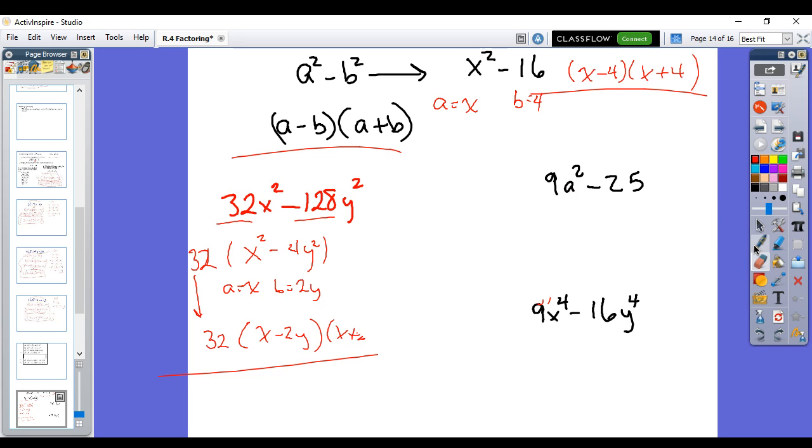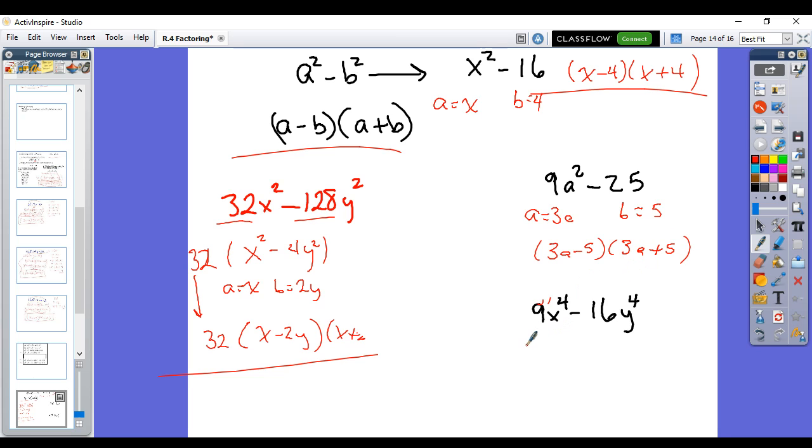All right, I'm back. So we look at this right here. What is our a value? 3a. What's our b value? 5. So then we put that in our equation. 3a minus 5, 3a plus 5.